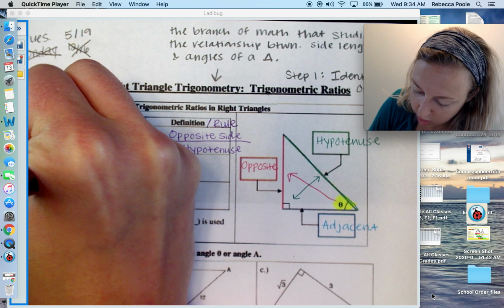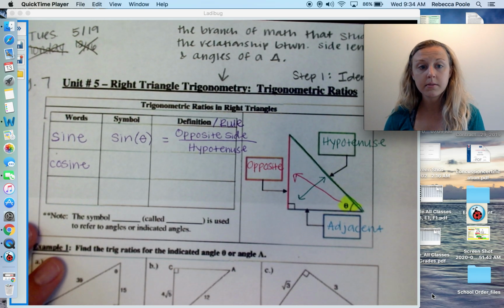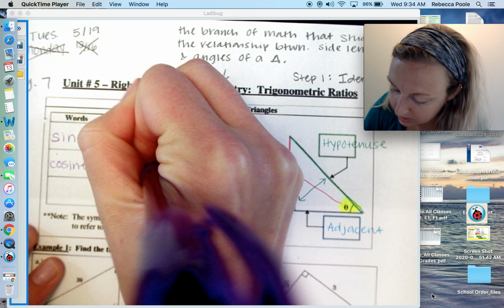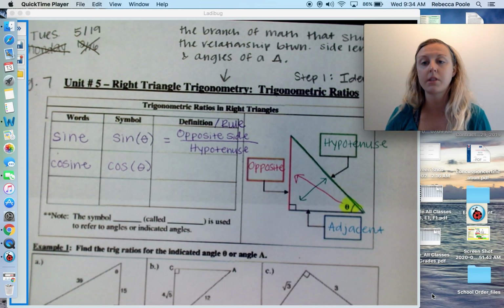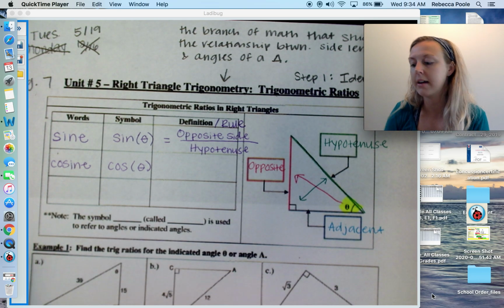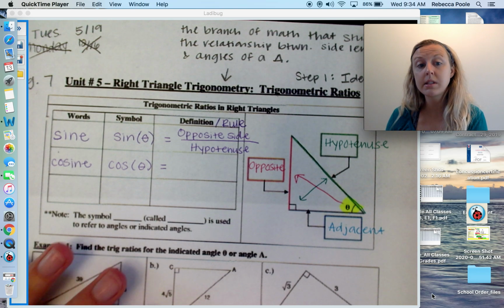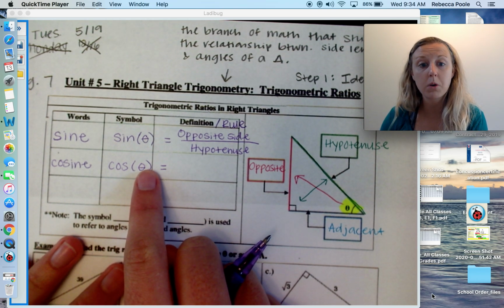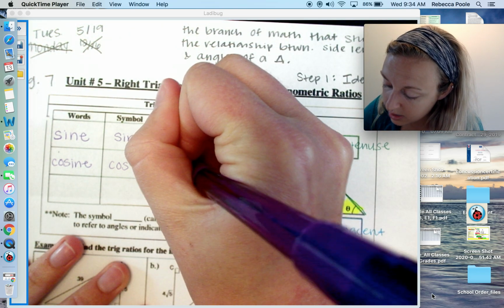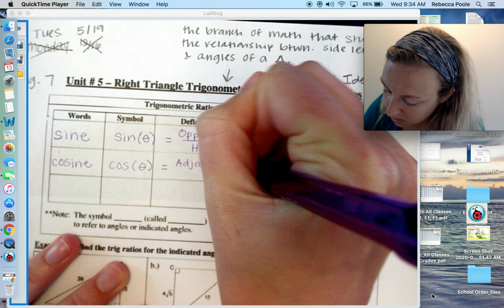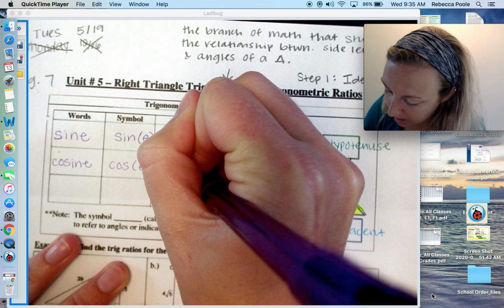Our next trig function is cosine. Okay, the abbreviation for cosine is COS. It's not cos though, you still say cosine, okay? And then to find the cosine of whatever angle we're given, we're going to do the adjacent side over the hypotenuse.